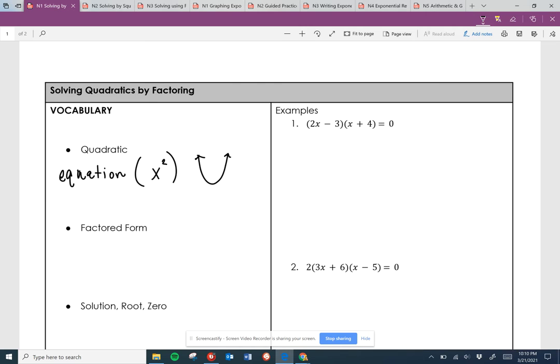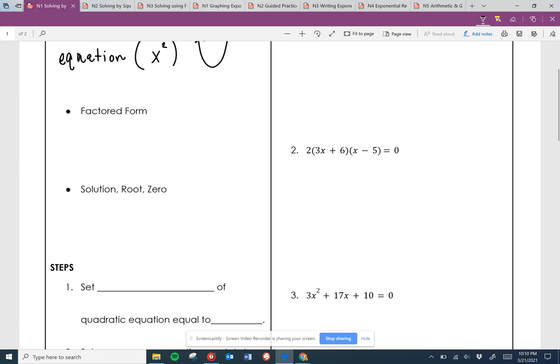And factored form is what we are going to have at the end of our factoring problem, which is y equals a times x minus r1, and then we have our x minus r2. So those are our two roots when we have our parabola. If you remember, our roots are going to be the places that the quadratic touches the x-axis. And so the solution, the roots, and the zeros are going to be the x-intercepts, right? Those are all very important.